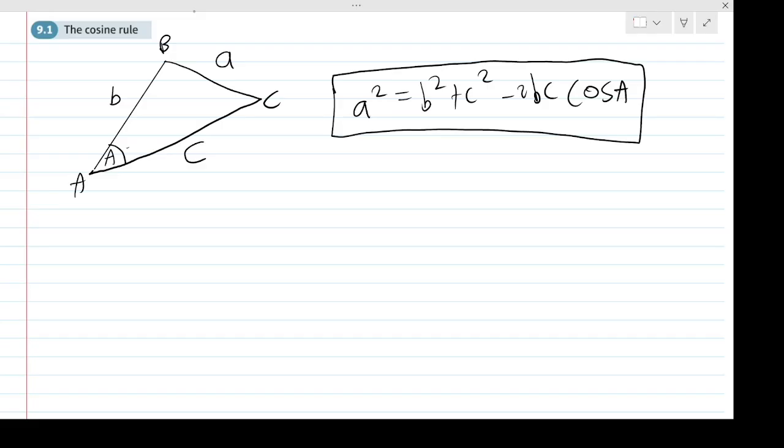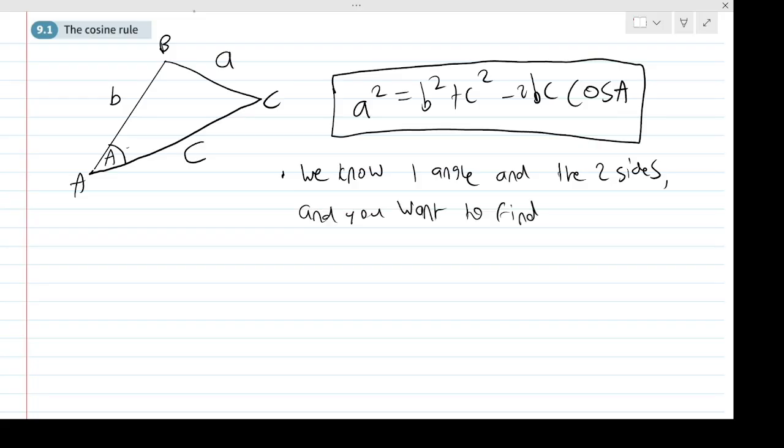Right. So the main idea you need to know is this is for when you know one angle and the two sides and you want to find the opposite side, right, to the angle. Now this might sound a bit weird at first, but when we go over some examples, hopefully it becomes quite clear exactly how we use the formula.